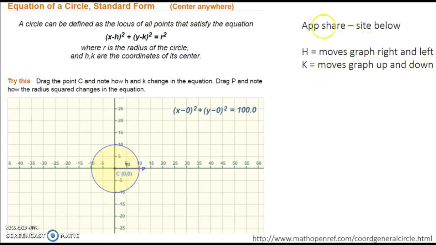Now we can have some practice on this from this site right down here, at Math Open Ref. If you want to practice, it'll let you drag a circle and play around with making a circle, and then see what the center and the radius are and how the equation changes with different centers and different radii. So make sure you check that out.